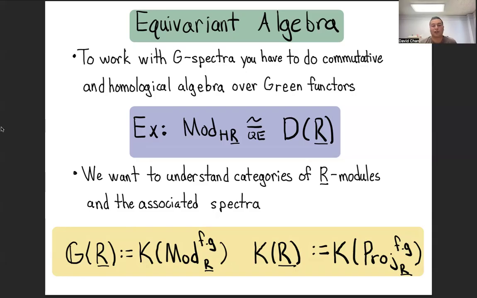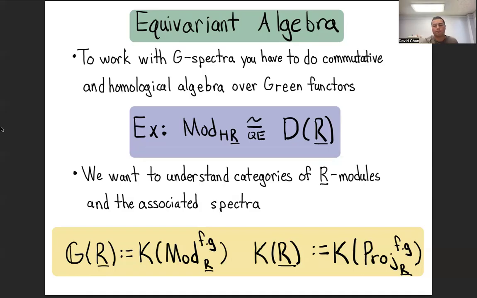So just to give a definition, right? When I write the G theory of R, I mean the K theory of finitely generated modules over R as an abelian category. And when I take the K theory of R, I take the K theory of finitely generated projectives. So I should say the category of modules is abelian and has enough projectives. Finitely generated modules will be abelian when R is some kind of Noetherian.